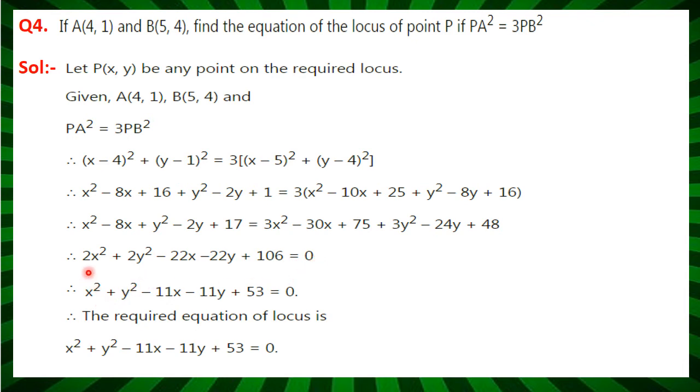Therefore, 2 is common in all the terms, so it is taken out and cancelled from both sides. So x squared plus y squared minus 11x minus 11y plus 53 is equal to 0. Therefore, the required equation of locus is x squared plus y squared minus 11x minus 11y plus 53 is equal to 0.